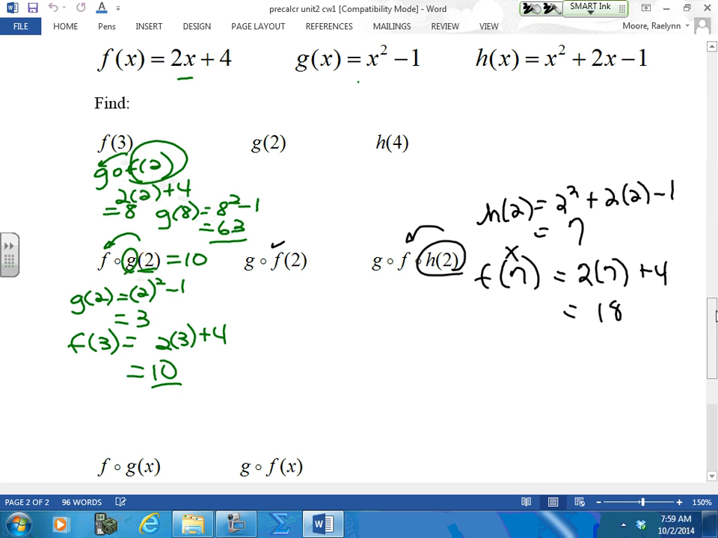18. What do I do with my 18? Plug it into G. Very good. Thank you. And that's the composition. Start right and go to the left.